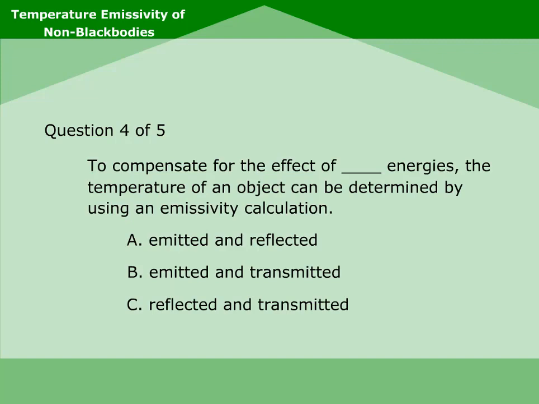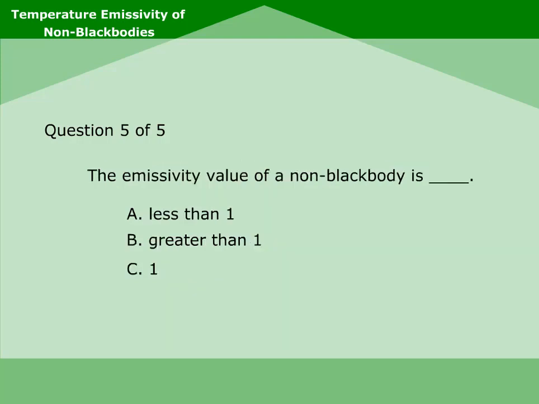To compensate for the effect of reflected and transmitted energies, the temperature of an object can be determined by using an emissivity calculation. The emissivity value of a non-blackbody is less than 1.